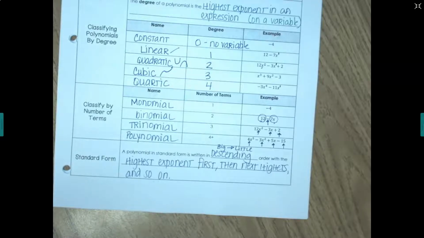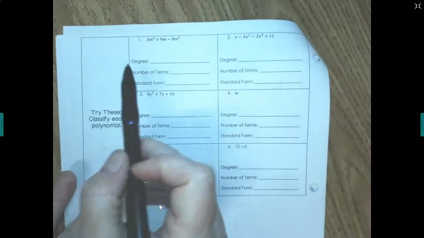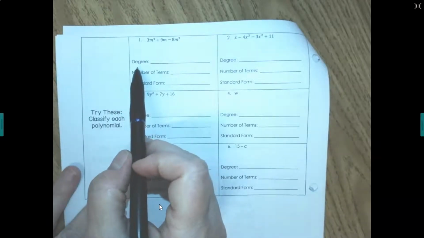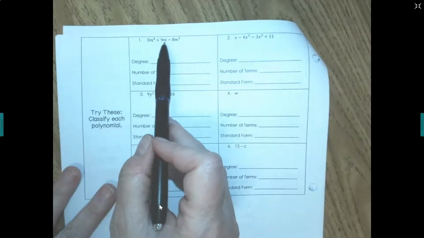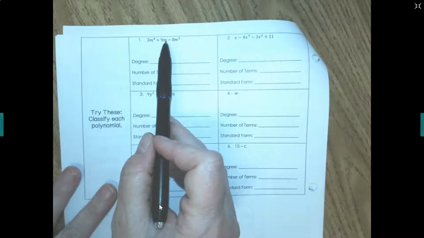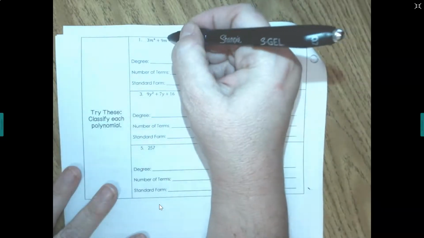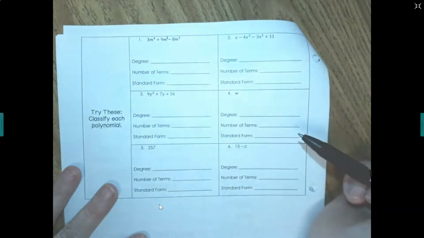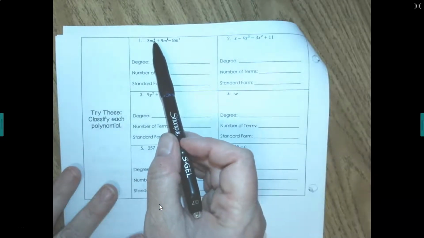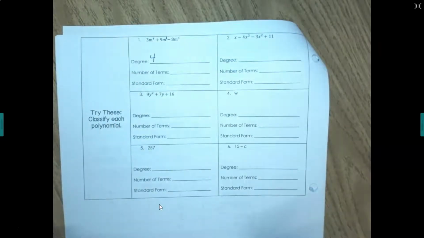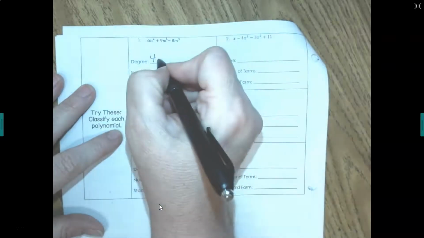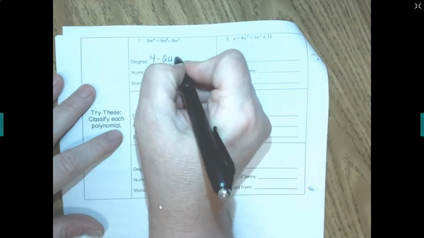All right, let's go ahead and flip this over to the back and try some of these. So we're going to classify each. For degree, remember we're looking at the highest exponent. So I like to look at the variables and look at the exponents. M to the fourth, that's M to the first because there's not actually an exponent there. It's what we call an understood one. And M cubed, or M to the third. The biggest number, the highest exponent, is 4, so that's our degree. If our degree is 4, look on the other side, with a degree of 4, we're going to call that quartic.